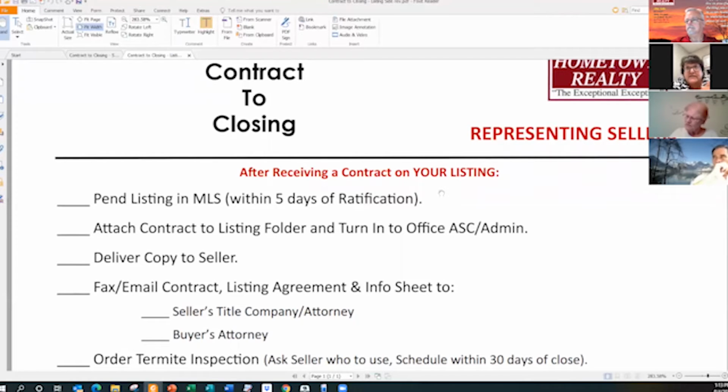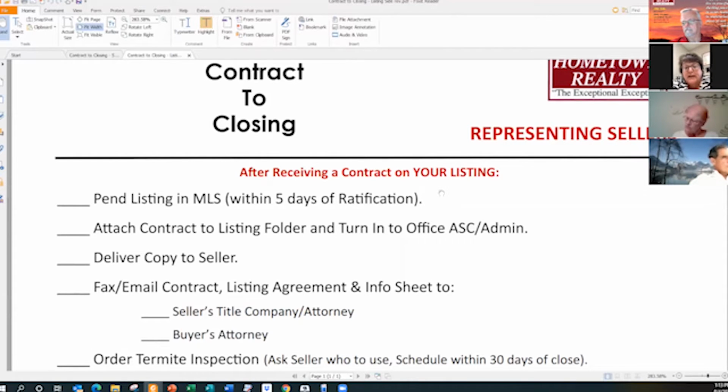Turn the contract in. You've already turned your listing file in. We've got that. Turn the copy of the contract in with the completed info sheet. Okay, that info sheet needs to be, now you're going to update it. You prepared it when you did the listing. You put the seller's information on there. Now you're going to put the rest of the information and turn in an updated info sheet.